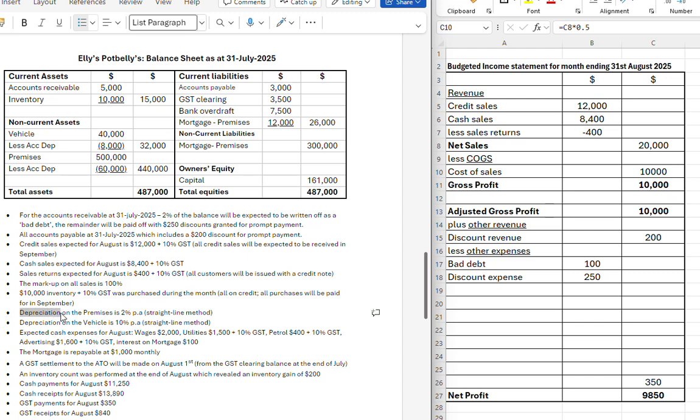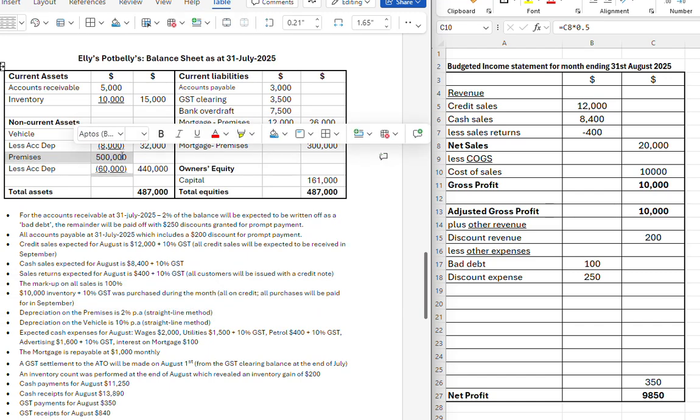Next one, depreciation on the premises is 2% per annum, straight line method. This one we need to be a little bit careful on because we're doing an income statement for 1 month, not a year. So what we need to do here, step one, we go to our balance sheets and we look at the historical cost of our premises, 500K, and we work 2% out of that. So I'm going to go over to the right here, and this is non-trading revenue. So we're going to insert this depreciation on the premises, and let's get Excel to work this out for us.